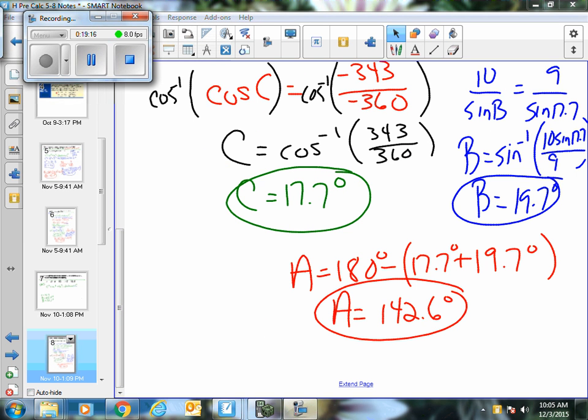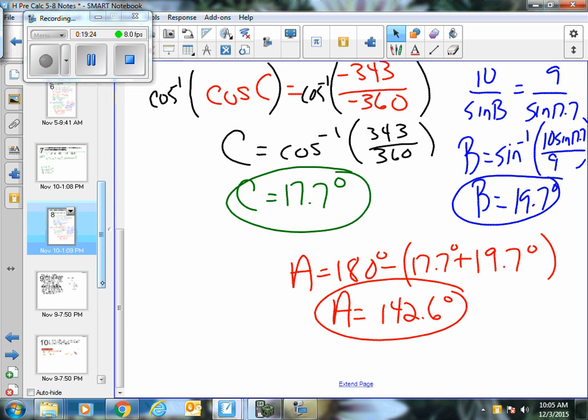Alrighty, and there's your last two then. So angle B using law of sines, and then angle A solving from 180 to find those last two. Okay, so let's talk about a more real life scenario that this would come into play.